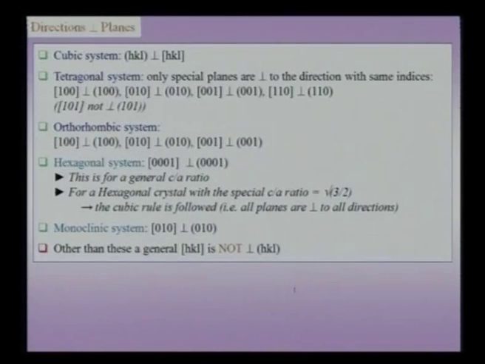Now we had briefly mentioned, and there was a question also regarding this, what directions are perpendicular to what planes. And in the simplest case, which is the cubic case, we found that any HKL plane is perpendicular to a HKL direction. Suppose I take a 1, 2, 3 plane, then the 1, 2, 3 direction would be perpendicular to the 1, 2, 3 plane.